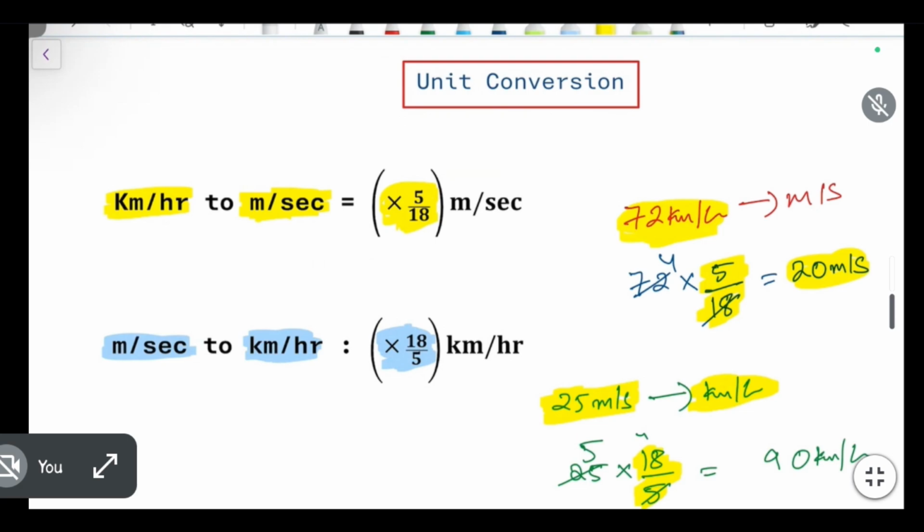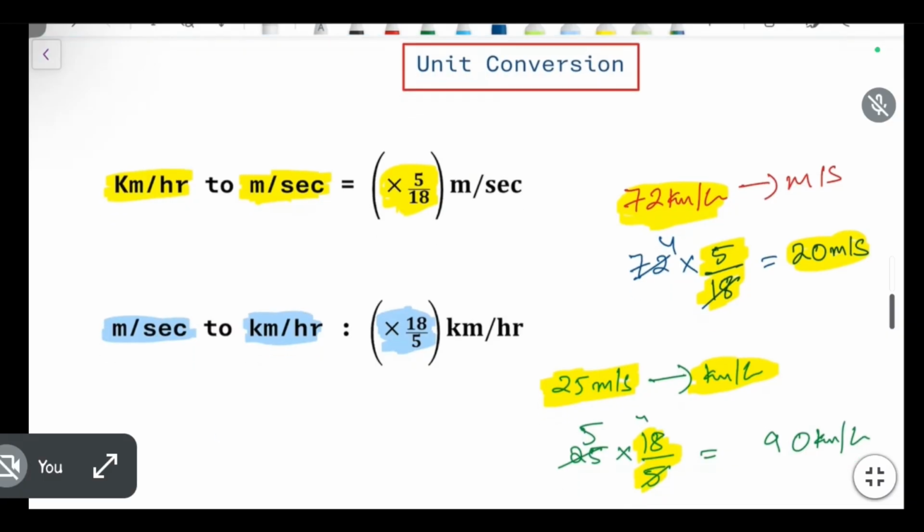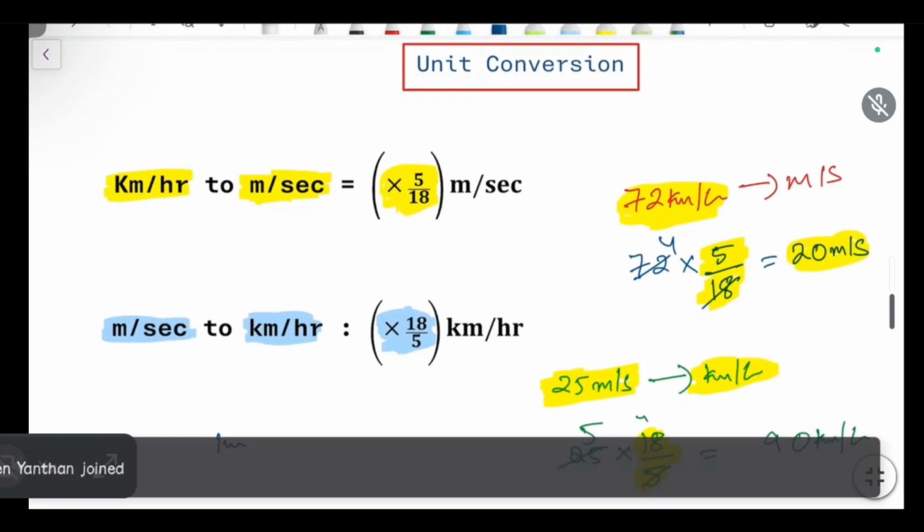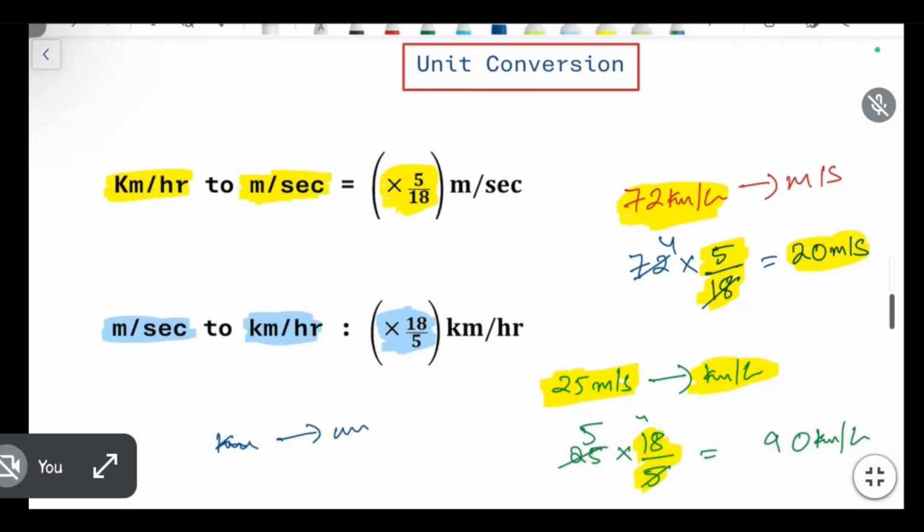You may ask me why 18 by 5. In this case, it's just a derivation, which means we are just converting this kilometer to meter. How many meter makes 1 kilometer? 1000 meter, right? And if I'm to convert from 1 hour to minute, how many minutes makes 1 hour? 60 minutes. But in this case, we need our answer in terms of second. So how many seconds makes 1 hour?